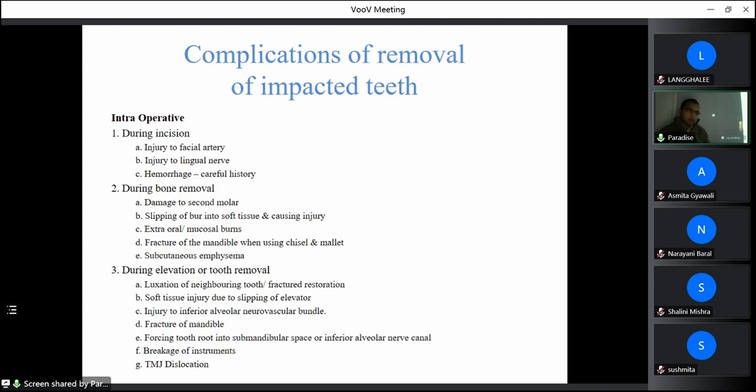Then on the day of extraction, you have to stop the Clexane or low molecular weight heparin. In the morning you stop the drug, then you can proceed with the extraction. Once the extraction is done and the INR is less than 1.5, you start again both the drug warfarin as well as low molecular weight heparin.